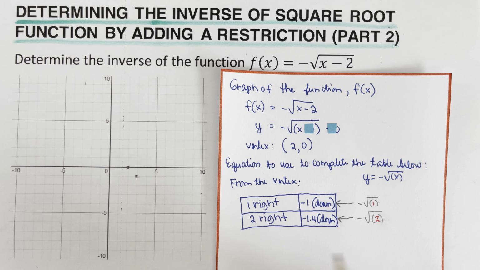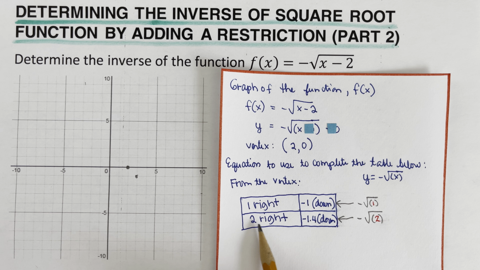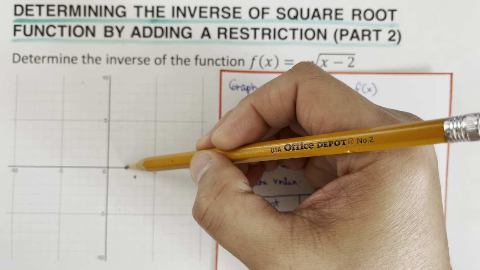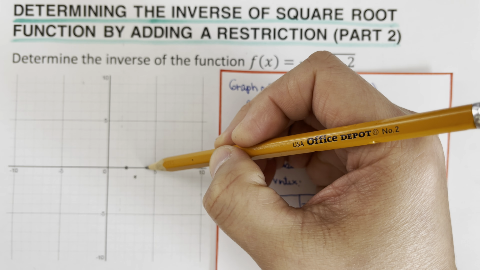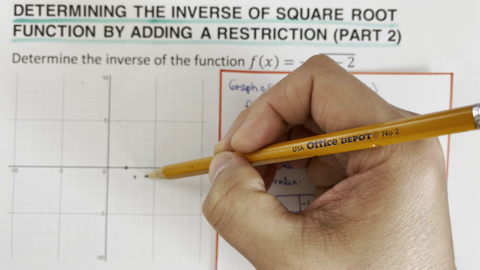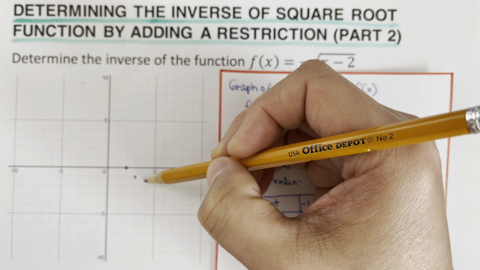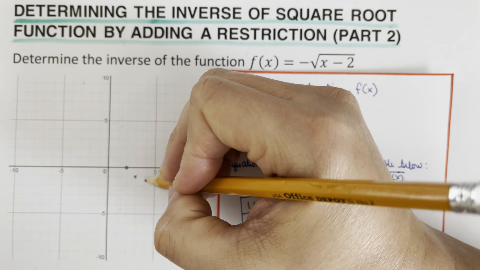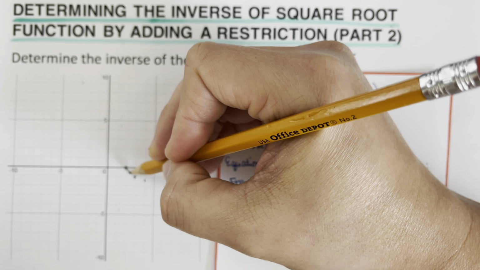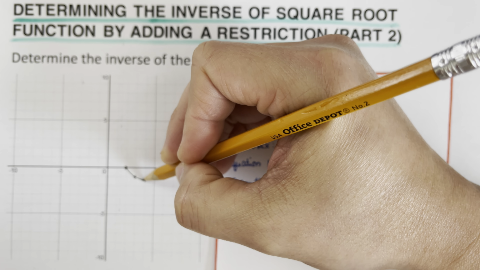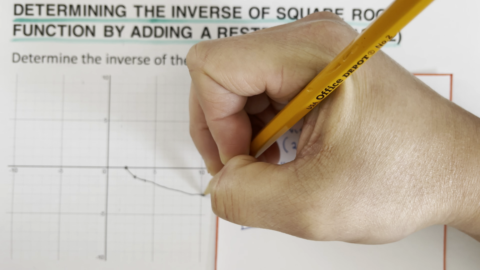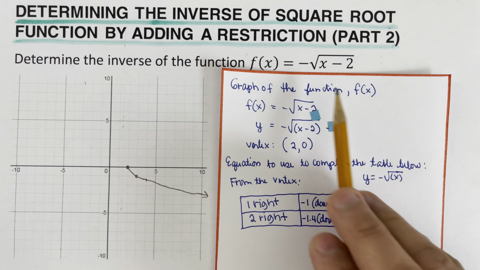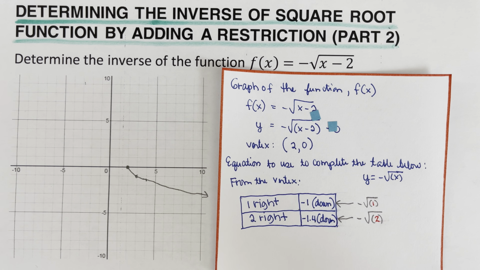And then from the vertex, we go 2 right and negative 1.4, or 1.4 down. So from the vertex, 1, 2, negative 1.4, which means it's down. So 1 and 1.4 is approximately somewhere around here, so that we can connect these dots together to create the graph of the given function, which is negative square root of x minus 2.